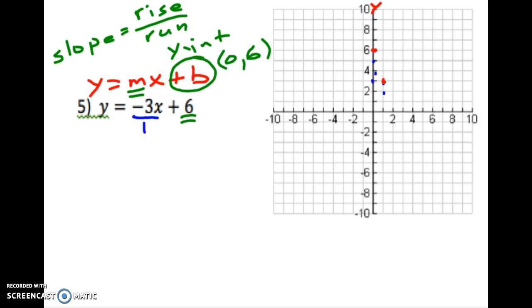We can repeat that process as often as we wish, going down 3 to the right 1 to make multiple points to hopefully get a nice straight line. If for some reason we are unable to follow the direct pattern down 3 and to the right 1, we can always go the opposite direction. So starting at that 0, 6 again, I'm going to go up 3 and then to the left 1. As you will see, the point created would follow the pattern for the other lines. Our job now is to draw the line through the points.